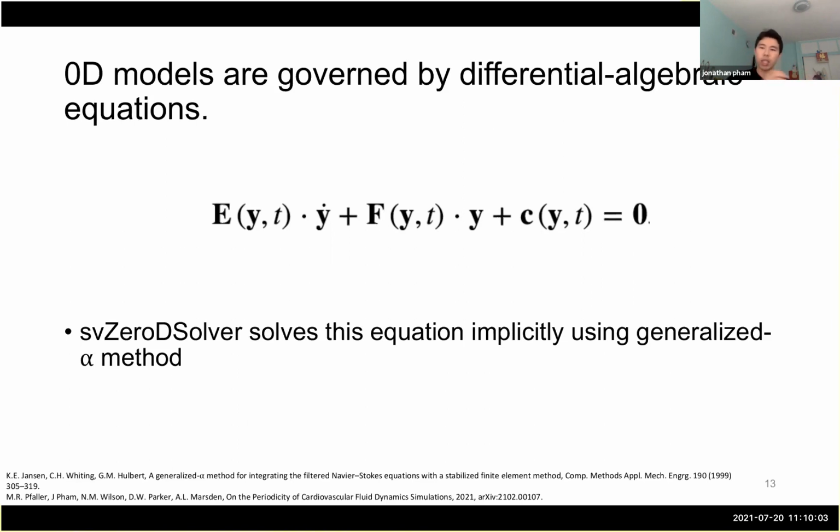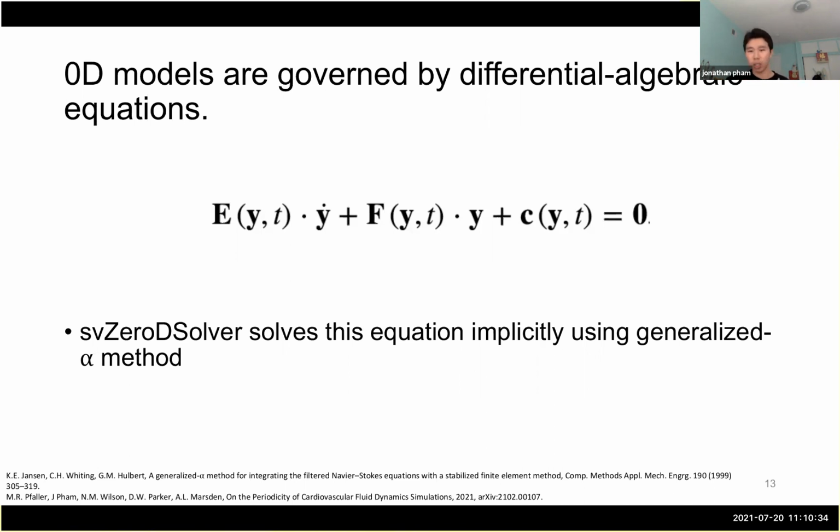these resistors, capacitors, and inductors, and other flow and pressure sources as well. And when we assemble these different building blocks together and their respective local governing equations, we ultimately arrive at a global system of governing equations, specifically a differential algebraic equation as shown here. And so the coefficients for this differential algebraic equation are dependent on the building blocks that we use to construct our 0D model.